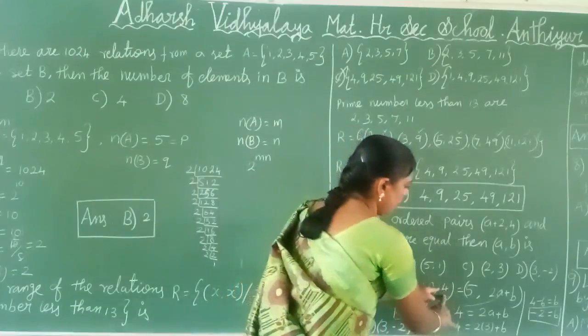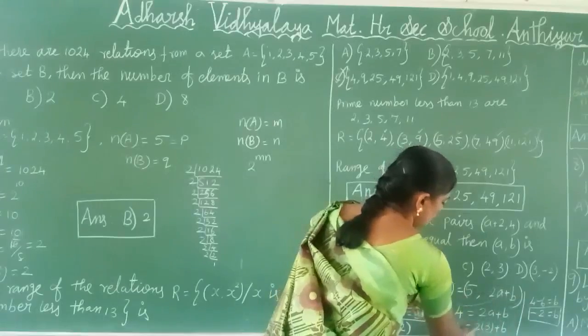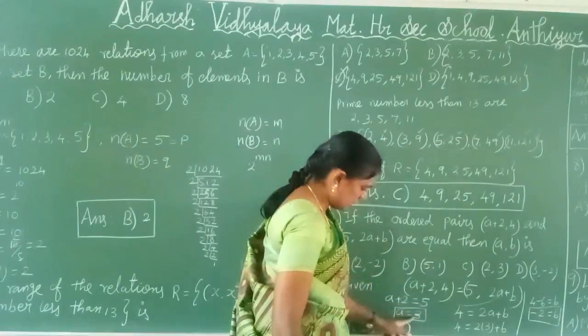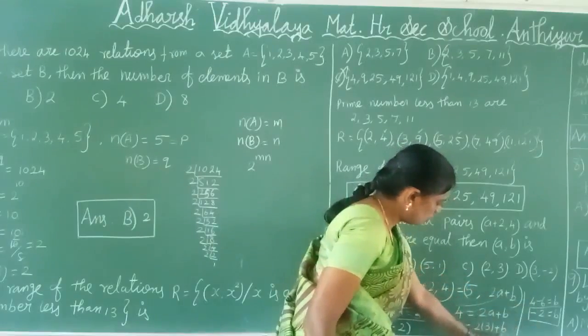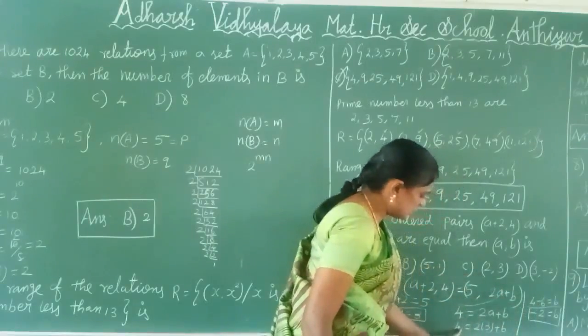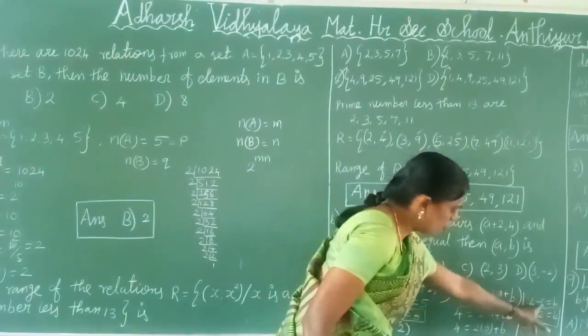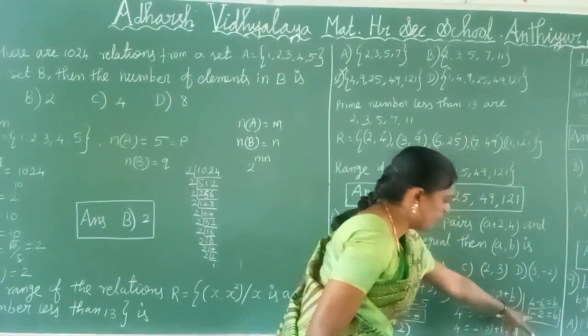And next, the second points are equal. 4 = 2a + b. Already you got the value of a, which is 3. Substituting, 4 = 2 into 3, that is 6 + b. 2 threes are 6. Opposite side is 4, and the 6 comes to this side as minus 6. So 4 - 6 is -2. So b = -2.